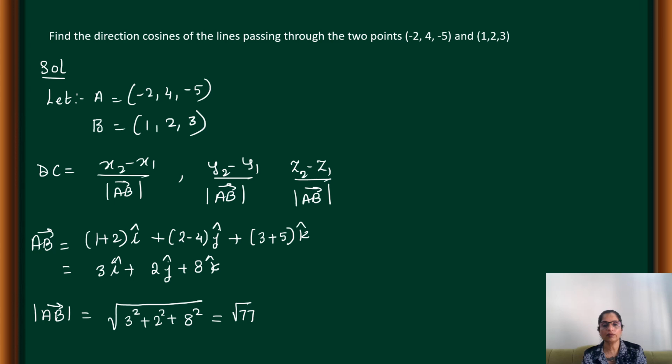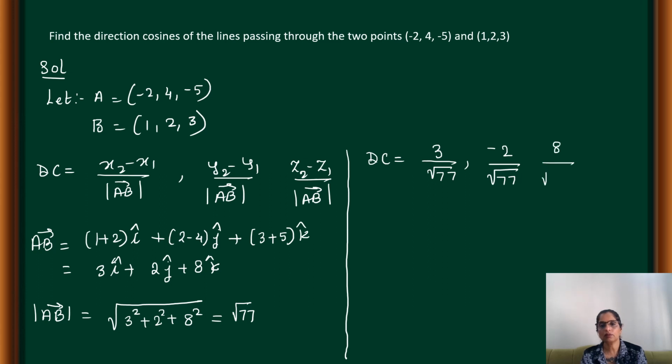We have already found this out. So then can we easily find out the l, m and n? Therefore, what are the direction cosines? Direction cosines are the scalar component 3 by magnitude root 77, scalar component minus 2 by magnitude root 77, and scalar component 8 by magnitude root 77. These are the direction cosines.